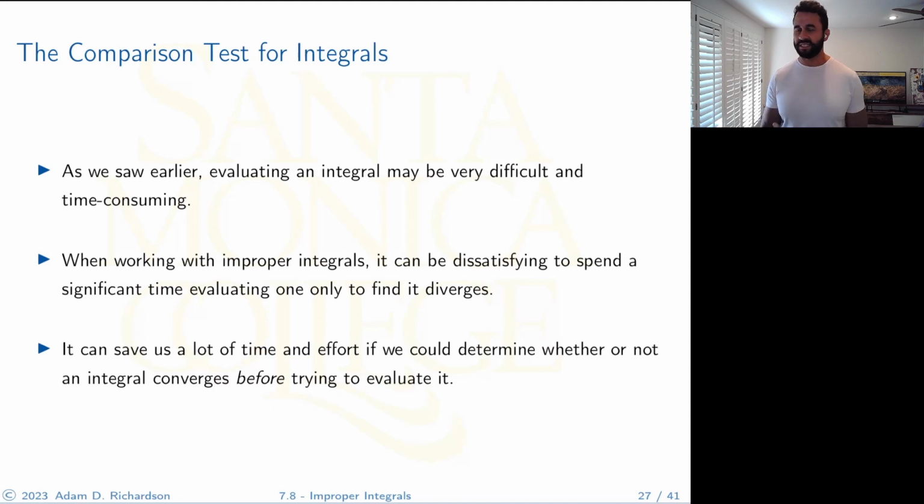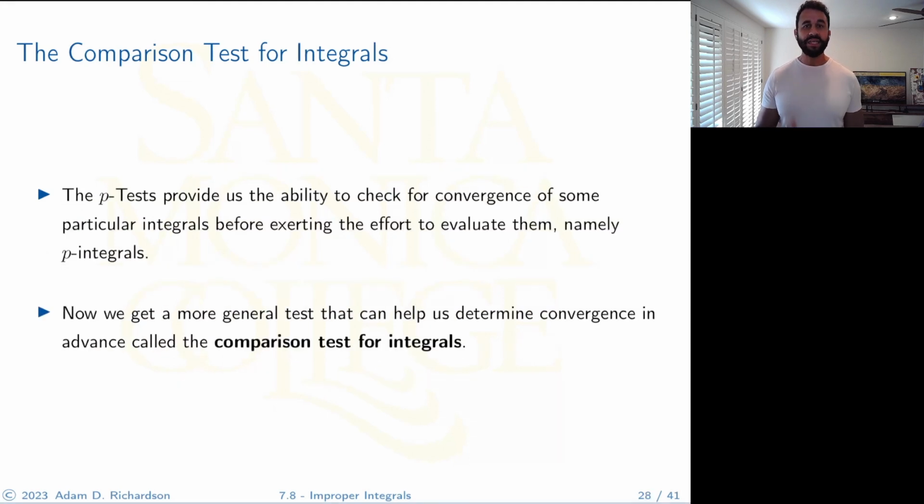So if we have these tests, it can save us time. The p-tests give us the ability to check for convergence of some particular integrals. So if we've got a p integral, we can tell right away if it's going to converge or not. We just look at that value of p. But what if we don't have a p integral? The p-test doesn't apply unless you have p integrals. So if you don't have a p integral, you can't use the p-test.